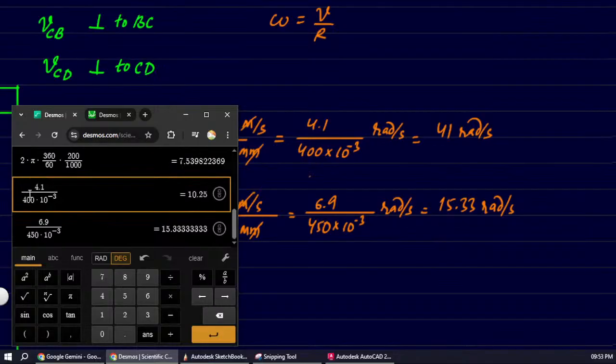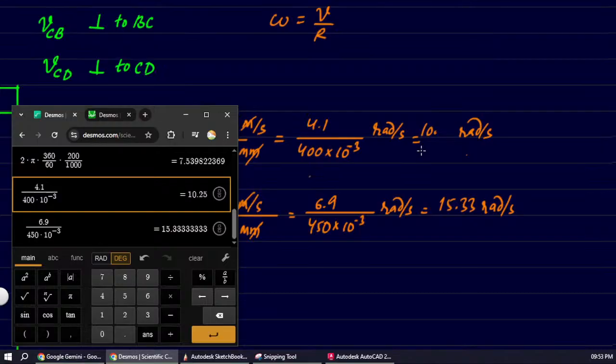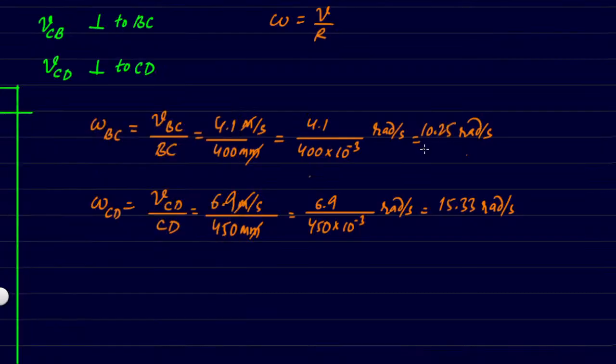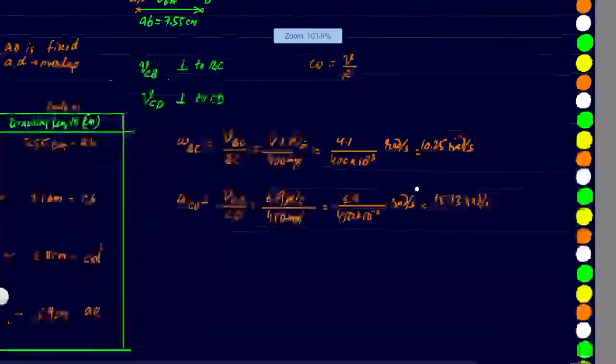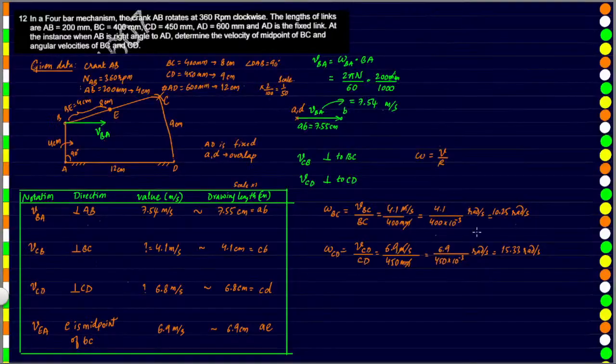Okay, so we were able to find this as 10.25. So it is not 41. This is 10.25 radians per second. So these are the two answers. This is how we should be able to solve the problem.